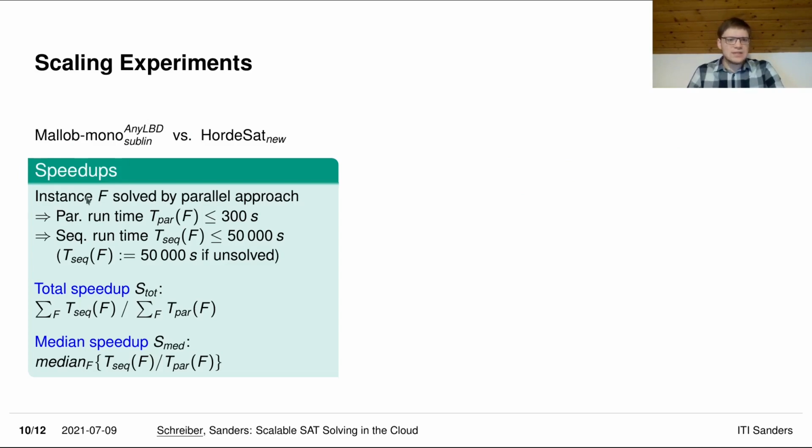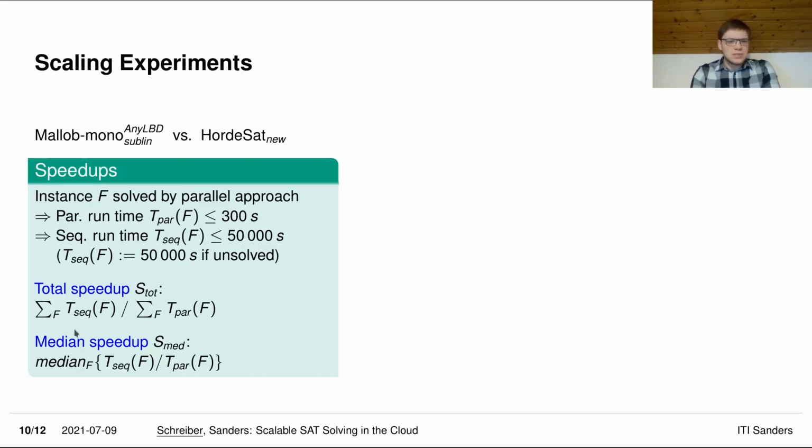If we have an instance F that was solved by a parallel approach, then we attribute to it a parallel runtime T par, which we kept at 300 seconds, and also a sequential runtime, which we kept at 50,000 seconds. This is a baseline run of sequential ling-a-ling. And if ling-a-ling did not finish on an instance which the parallel approach solved, then we just attribute a runtime of 50,000 seconds as well.